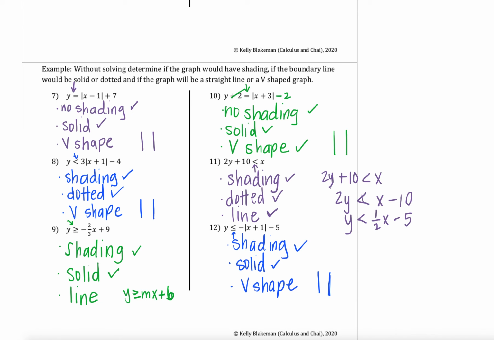So when we have those absolute values and we're getting that V-shaped graph, we're applying our transformations after we identify them, versus when we're getting these straight lines like in examples 9 and 11, we're wanting to isolate y so that it's in slope-intercept form, identifying our slope and our y-intercept and graphing from there, just like we did in prior sections.